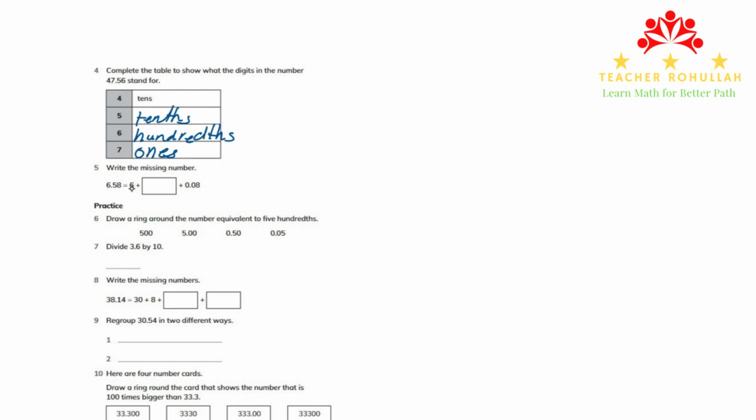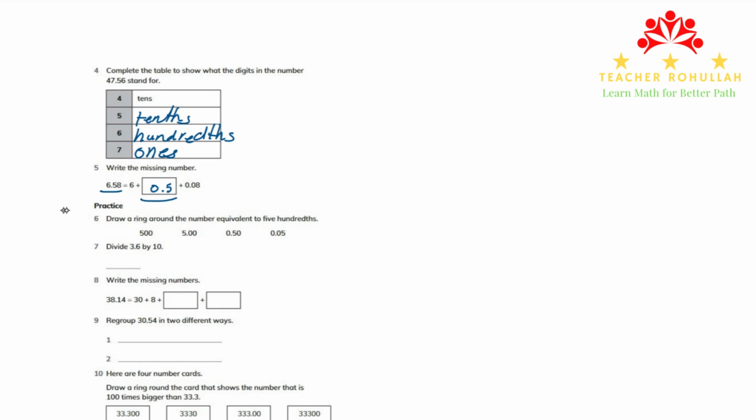In question 5, it says, write the missing number. Something is added to 6, then added to 0.08, and we get 6.58. So 6 plus 0.5 plus 0.08 will give us 6.58. The number that comes in the blank is 0.5.